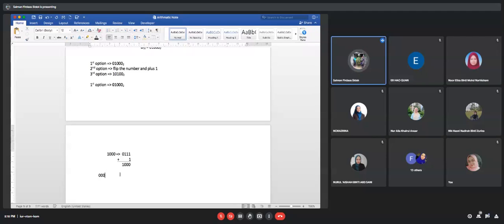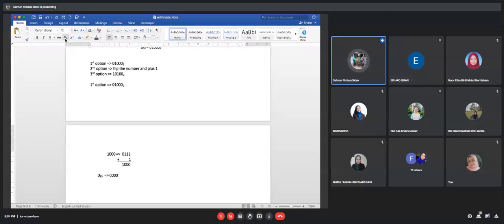Let's say we have 0, 0, 0, 0. This is the rationale: why does this happen? Supposedly this one and this one are a pair. If this number is negative, this one must be positive. The rationale behind this is, let's say we want to represent 0 base 10 in binary using 4 digits. The representation is 0, 0, 0, 0.